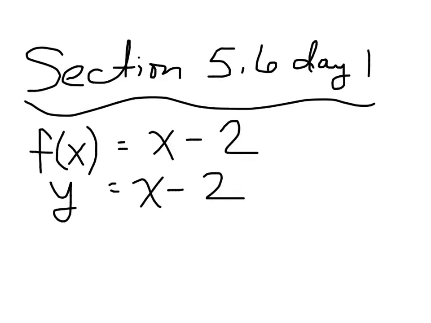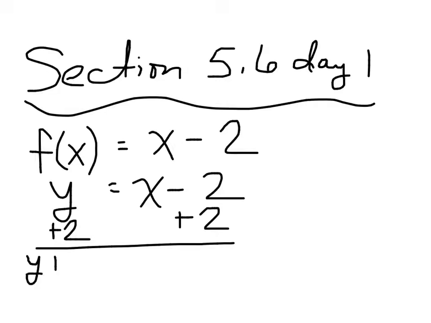So the first thing I'm going to do is replace the f of x with a y. Now, I want you to solve for x. Get x by itself. What do we do? Add 2 to both sides. y plus 2 equals x. And you're done. So for that first part, it says solve y equals f of x for x. That's the first part of that problem.